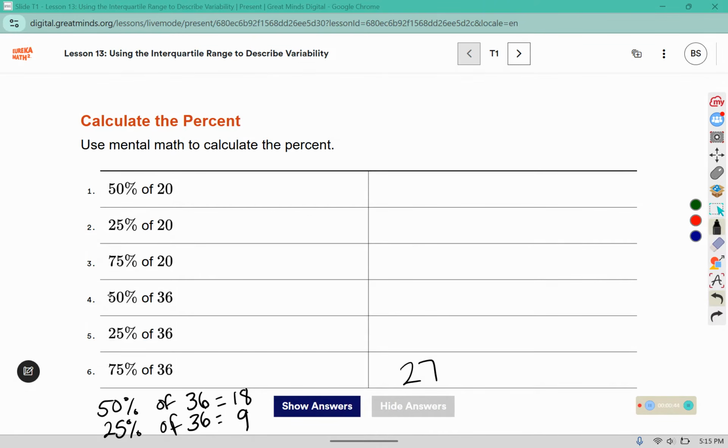So you can think of half of 36 is 18. A quarter of 36 would be 9. So 75% would make 27. Please complete the remaining 3 problems for your warm-up.